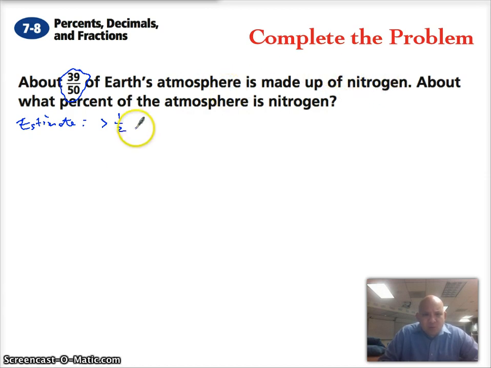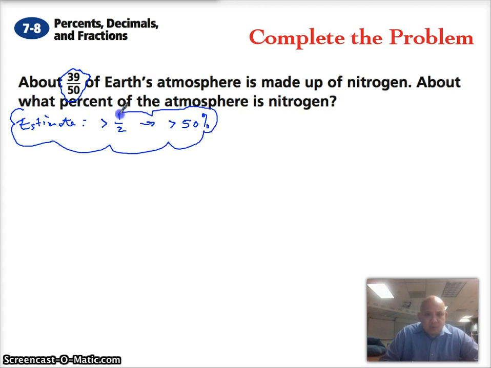So I know it's going to be greater than 50% because I know 1/2 is equivalent to 50%. So here's my estimate. It's going to be greater than 50%. Now, what are you going to do in order to find what 39/50ths is as a percent?